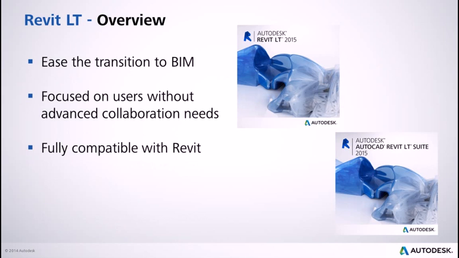For Revit LT, it's really about easing your transition to building information modelling. If you've not made the leap yet, if you haven't invested in products such as Revit, then Revit LT is a good on-ramp to do so. It's very much focused on users who don't need advanced collaboration with many different stakeholders. So for example, multiple users on one model. It's very much focused on those who may be modelling in isolation. But it is fully compatible with Revit, so you can swap Revit files between different individuals and stakeholders.